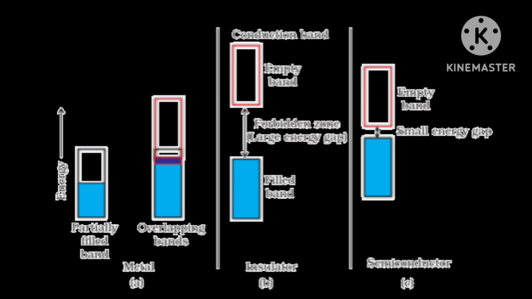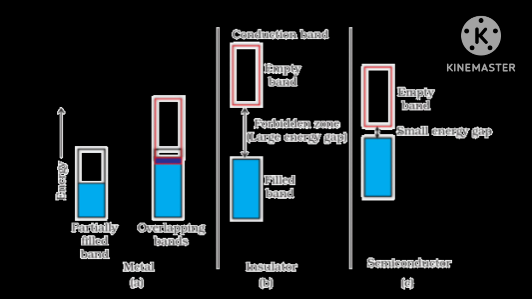And the third one, semiconductors. These are the solids with conductivities in the intermediate range, from 10 to the power minus 6 to 10 to the power 4 per ohm per meter.